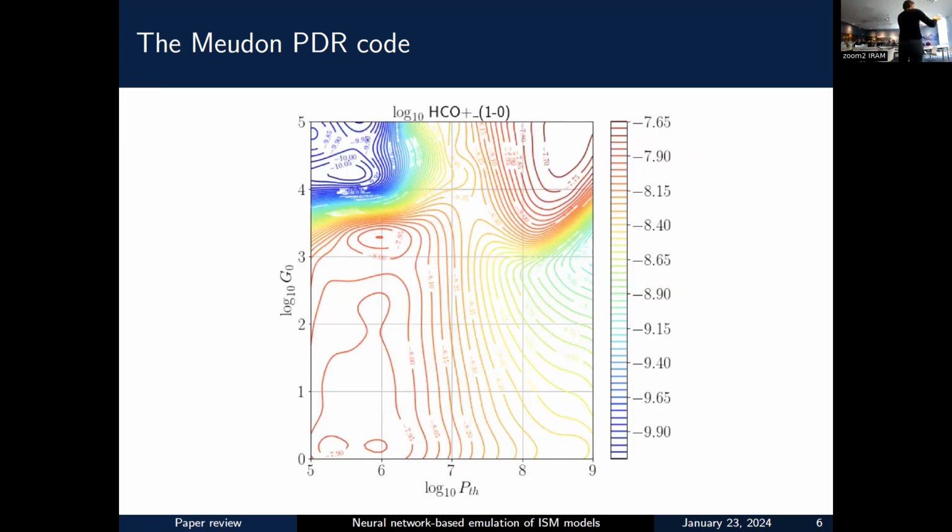The function looks like this, and something which is multimodal, very nonlinear, and this is something which cannot be approximated using linear methods. So this is something which is really designed for the use of deep neural networks, and this is why we'll go for this solution for the emulation.